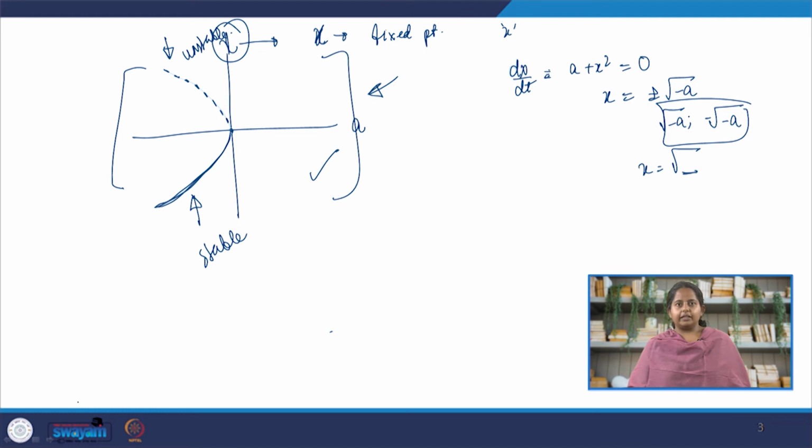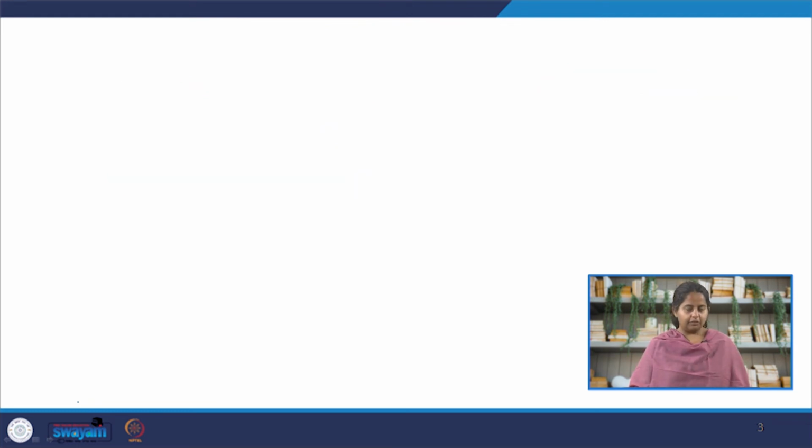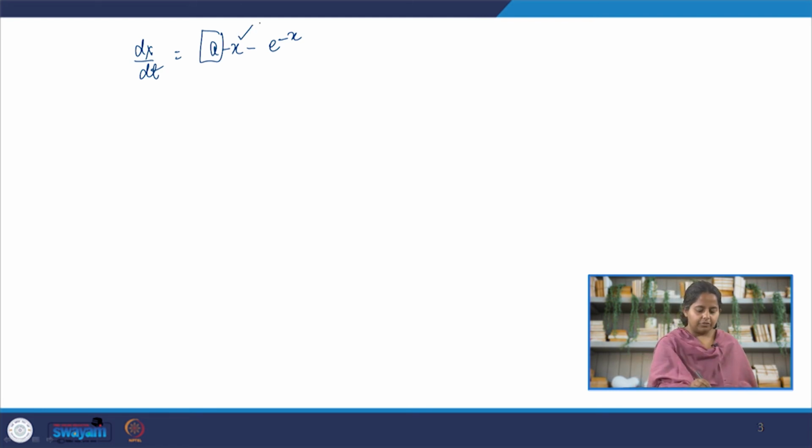and one of them is unstable. Okay, now let us take a look at another example of saddle node bifurcation, and we are going to use a geometric approach for it. So, our system now is dx by dt equal to a minus x minus e to the power minus x. We have one parameter, clearly this is the parameter that we are going to vary, and we are going to see how the system behaves. We have two terms here that do not have the parameter, so it is going to make our life a little easy.